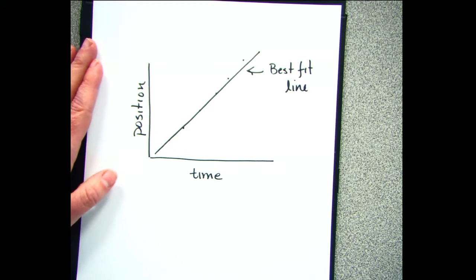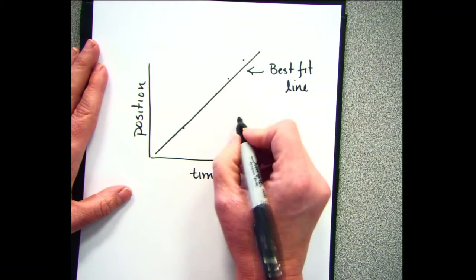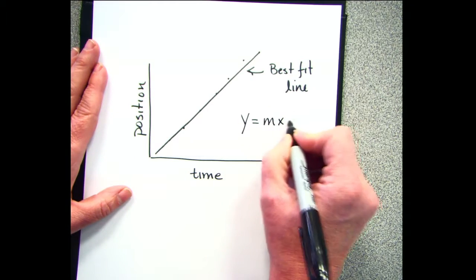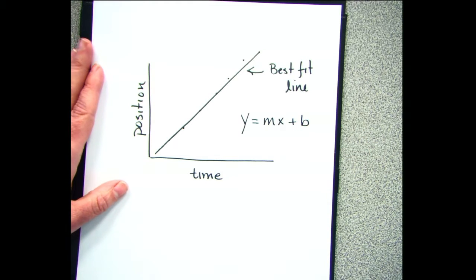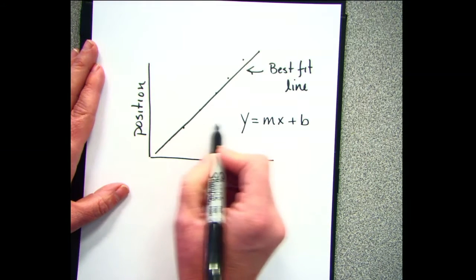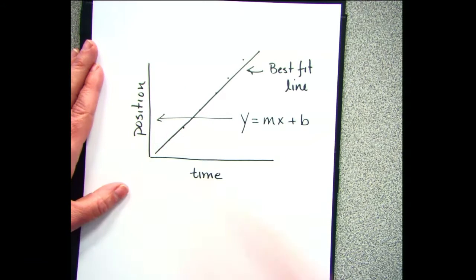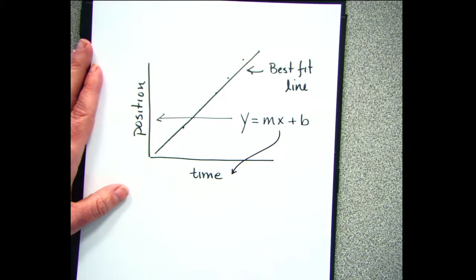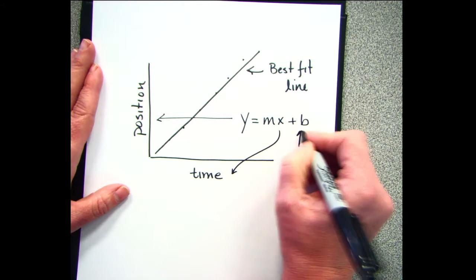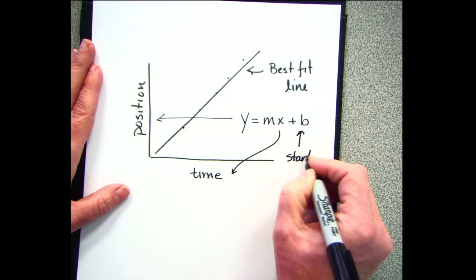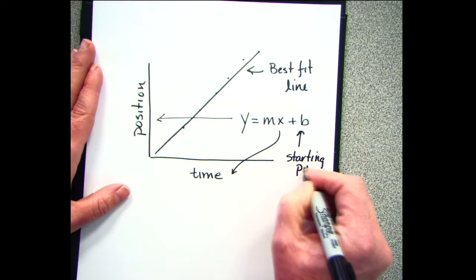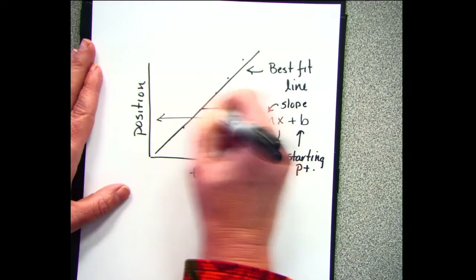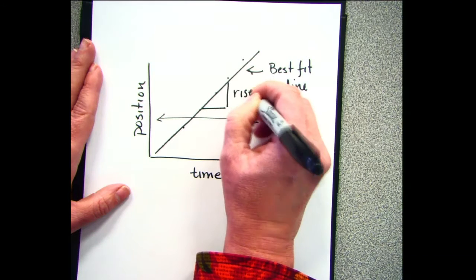A couple of interesting things happen. One, my general equation for a line, we usually write it as y = mx + b, where y is my y-axis, x is my x-axis, b is my starting point, and m is my slope. And if I look at my slope, we can look at it as rise over run.